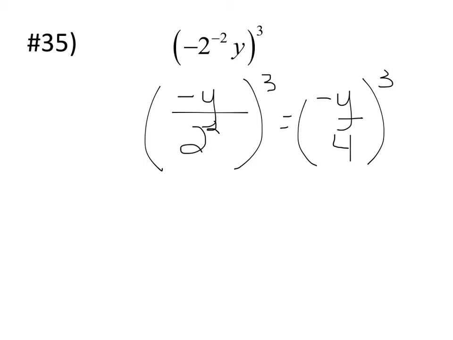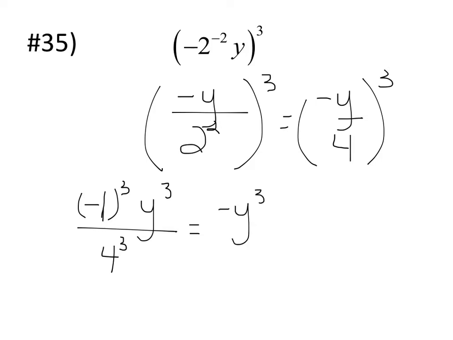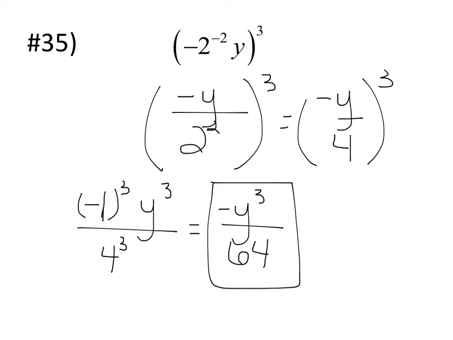So this becomes negative 1 cubed y cubed all over 4 cubed. So negative 1 cubed is still just negative 1. Y cubed is still just y cubed. So you end up with negative y cubed over 4 cubed, which is, I'm not sure, 4 times 4 times 4. 4 times 4 times 4 is, that's what I thought, 64. So you end up with negative y cubed over 64. Okay?